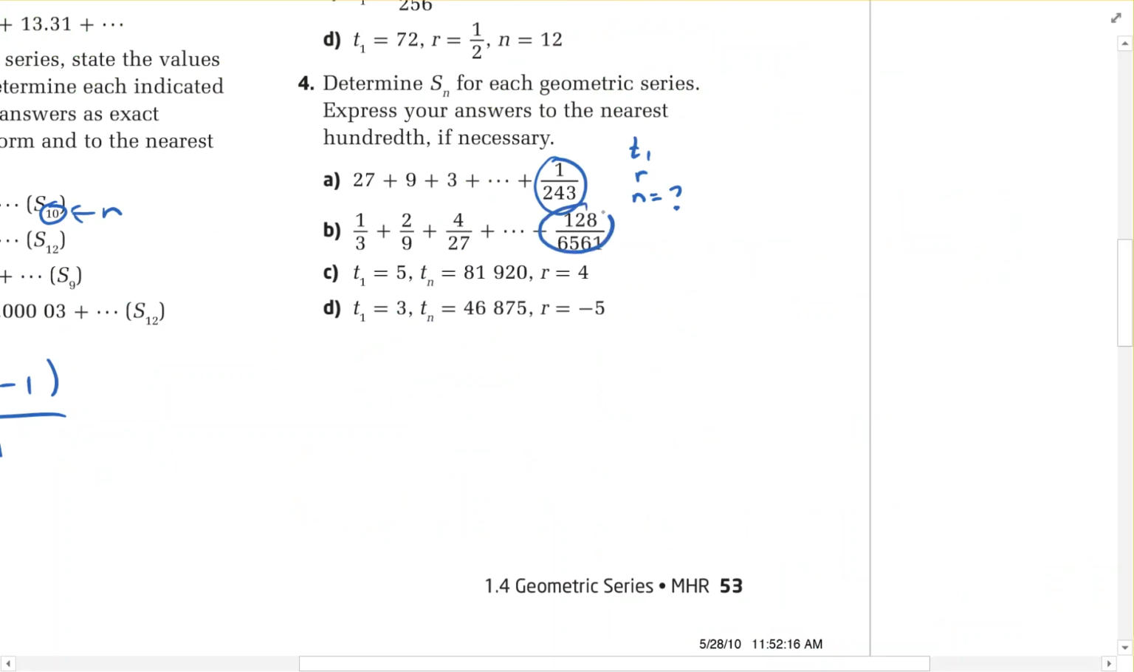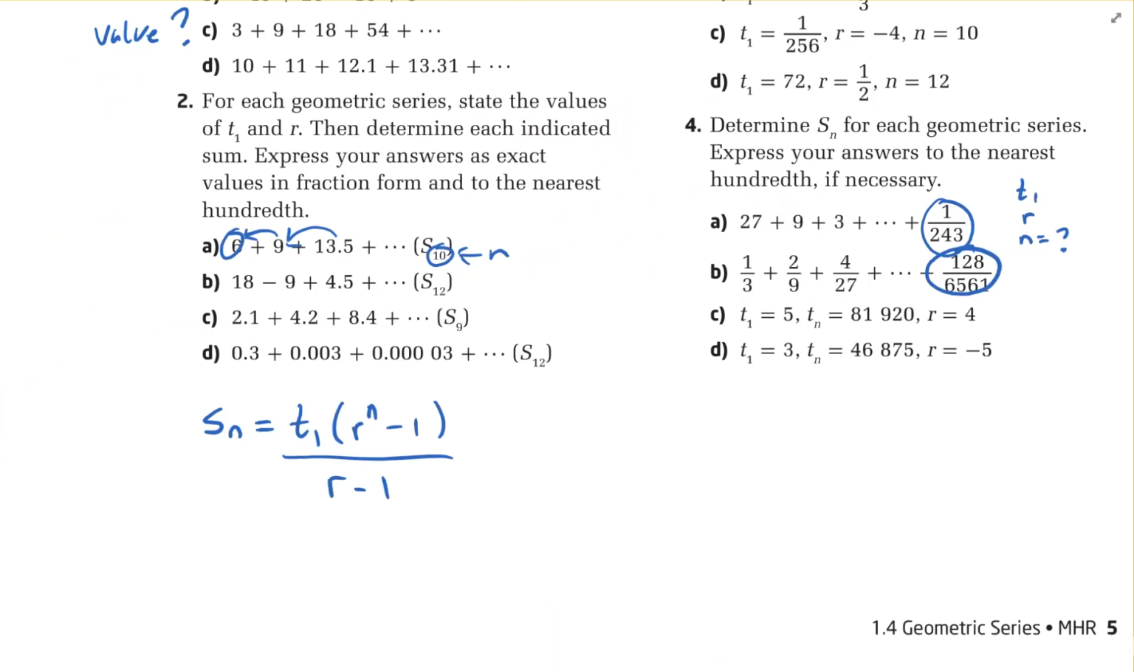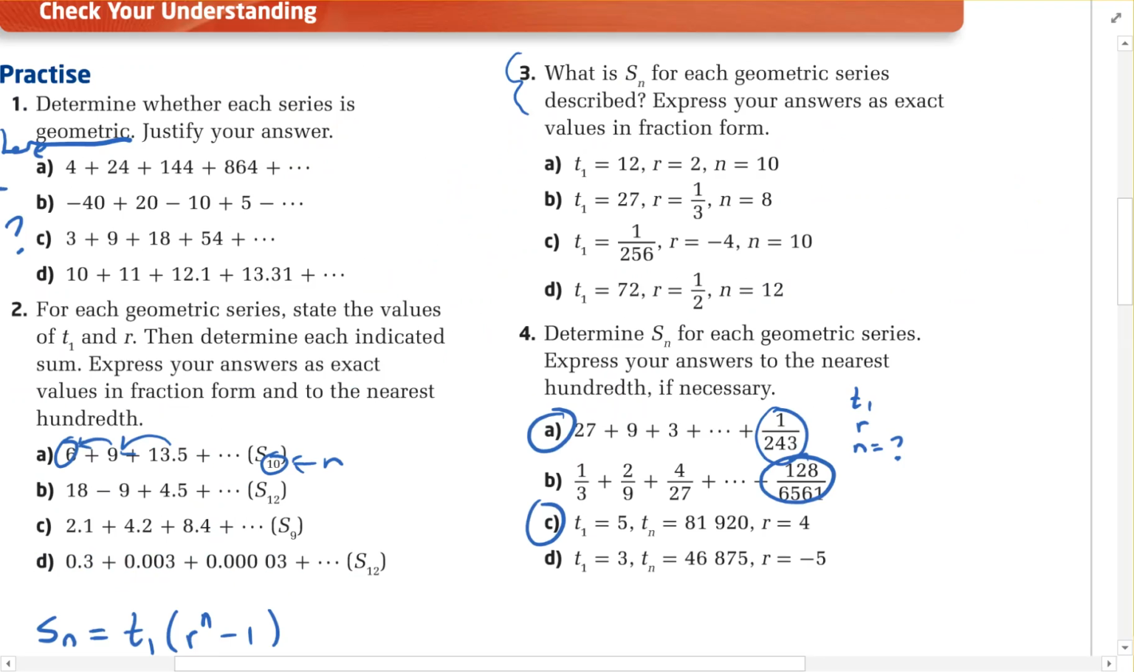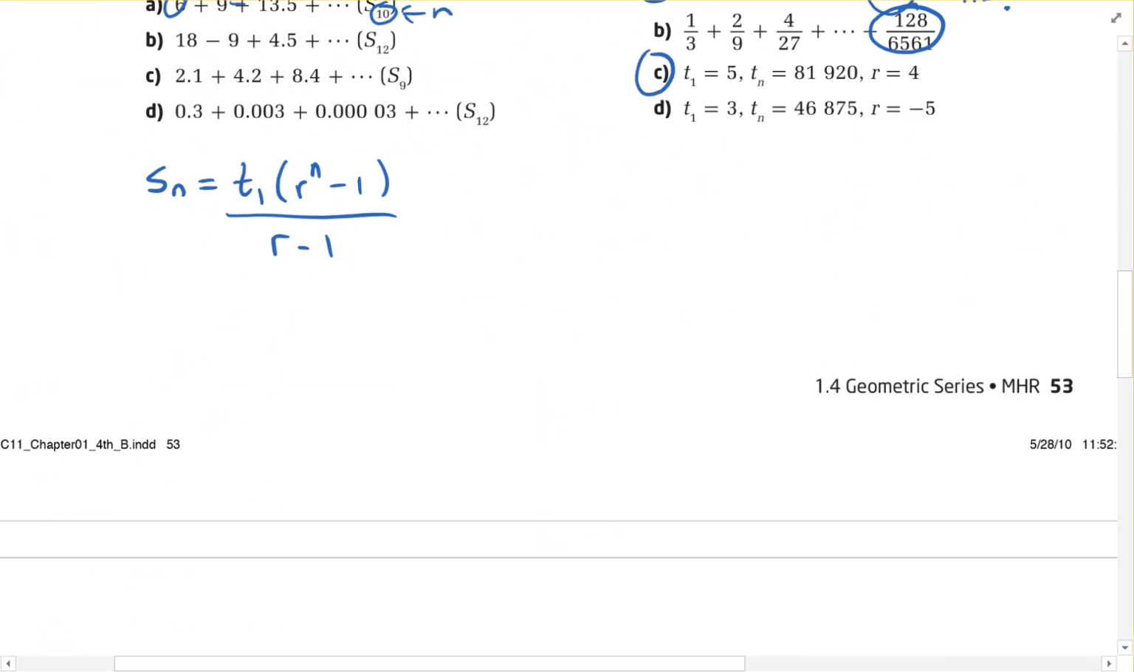Okay, same with this one. It'll be a similar thing. Now I'm looking at this, and we got the same thing. So you're just using that formula. But actually, I guess you only had to do A and C, those were the only ones I asked you to do on that one. And 3 was only A and C as well. So, okay.